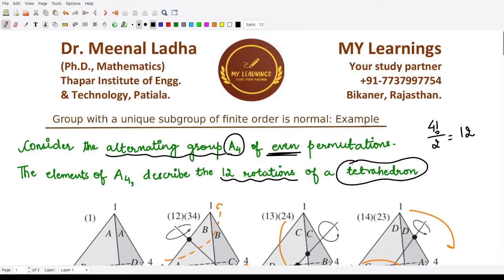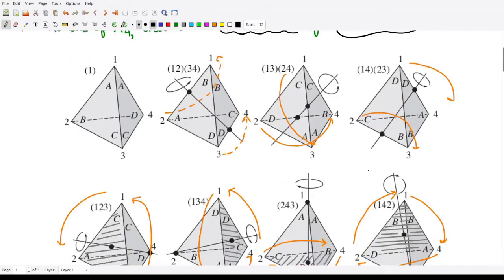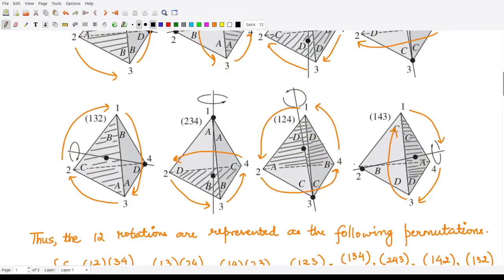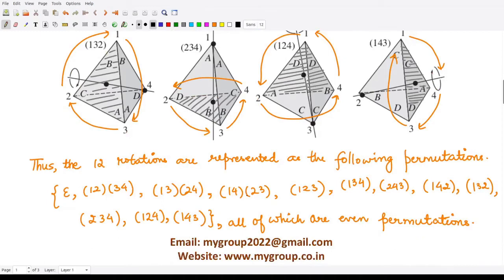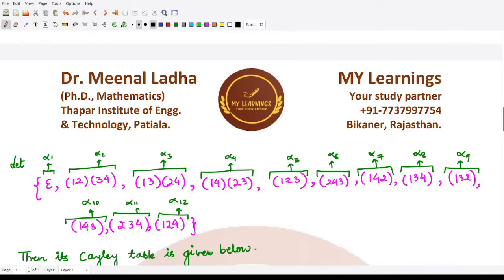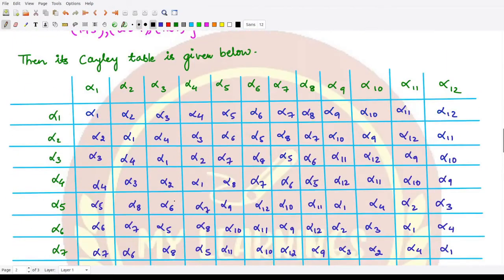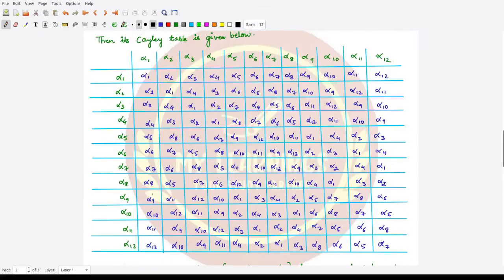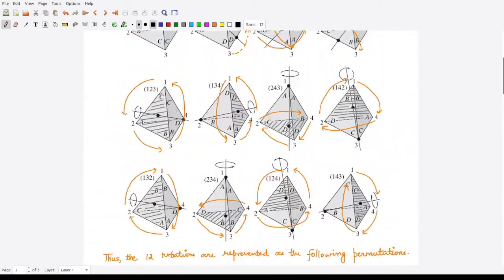We already studied in detail this group A4. We have these 12 symmetries of the tetrahedron, and each of them is represented by these 12 permutations. All of them are even permutations. If we call each of the permutations by the name alpha 1 up to alpha 12, then we can very easily construct the Cayley table for it. This is the Cayley table. We have already discussed this in the previous video.